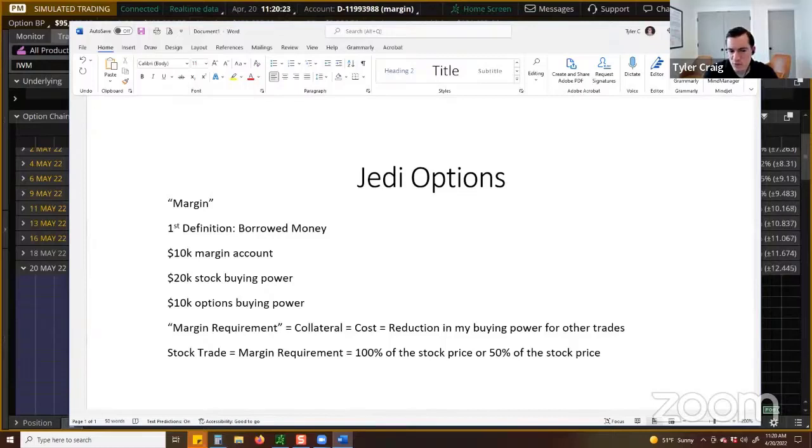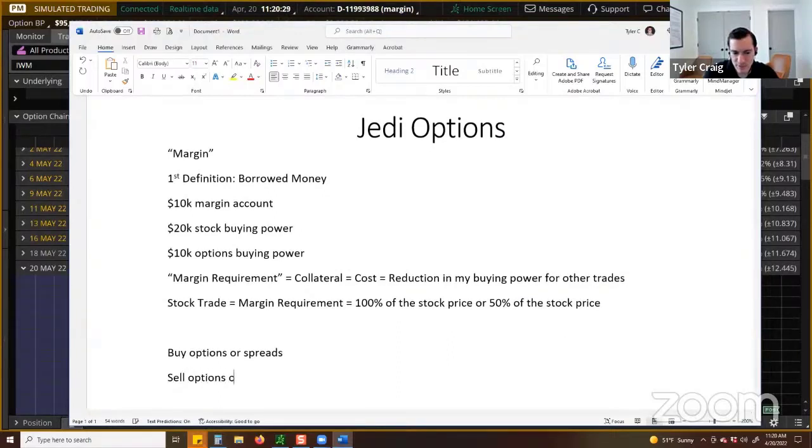With options, it gets a little bit tricky. Remember, you can buy options or spreads, or you can sell options or spreads. When you buy an option, remember, you can't use borrowed money. So if I buy a call for $5 per share, that'd be $500 per contract, so the cost is $500.